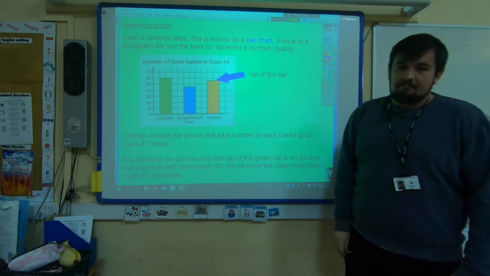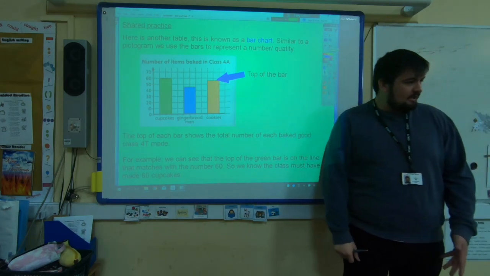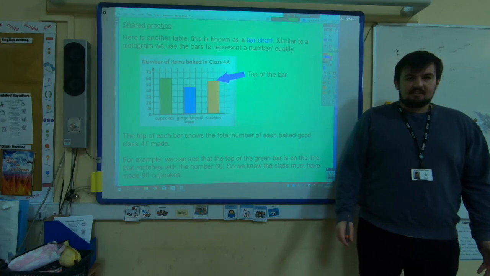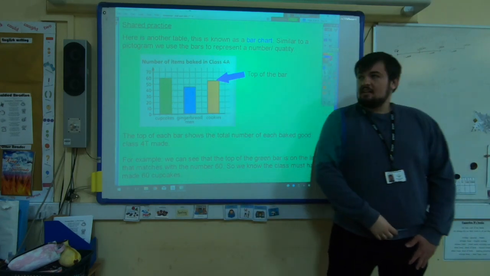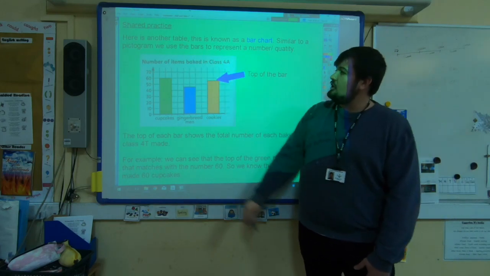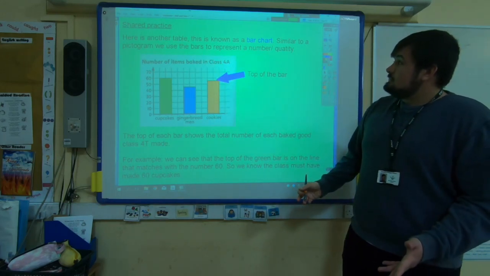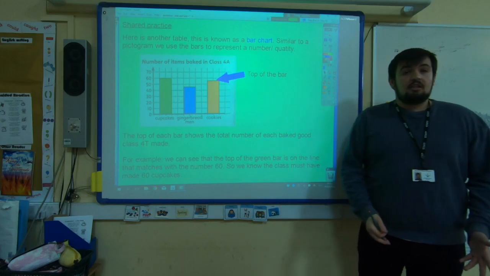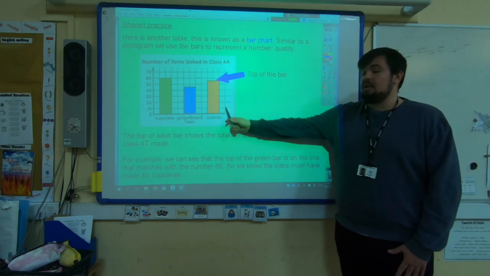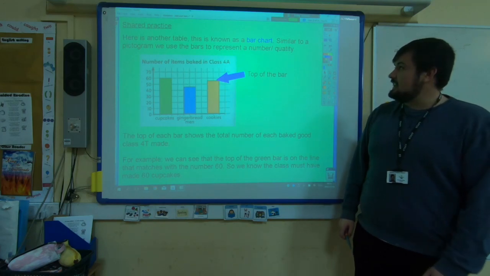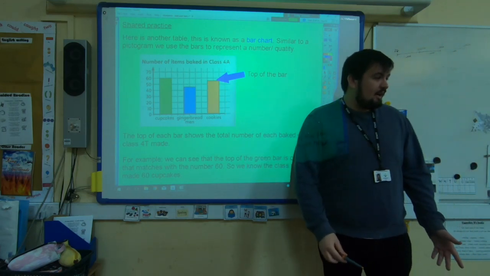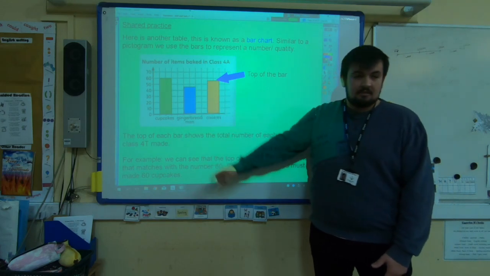What about this one then? This one's a little bit different now because this one doesn't have pictures. This one has what we call bars. And it says here at the top, here's another table. This is known as a bar chart. Yeah, then we coloured them in. Exactly. This is known as a bar chart because each one is shown with a bar.